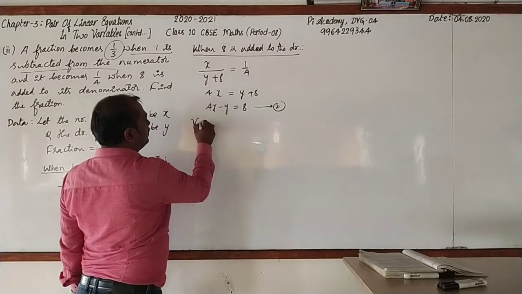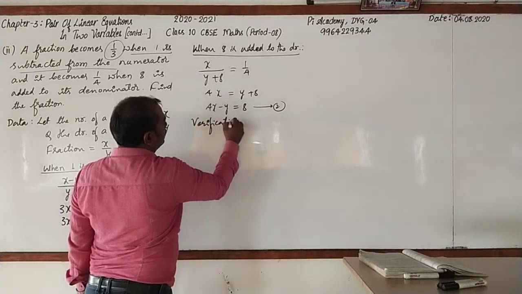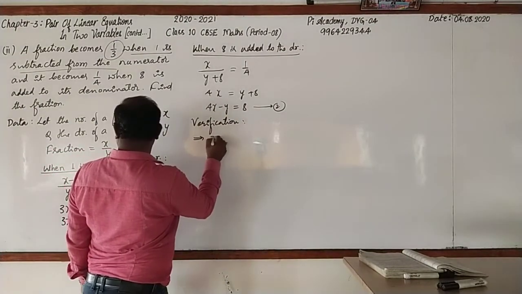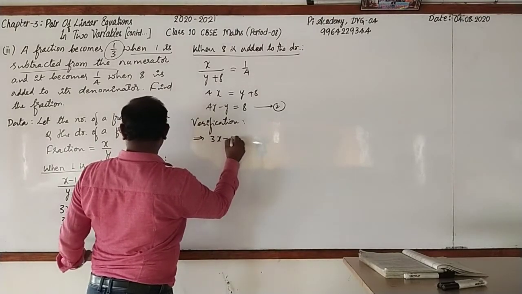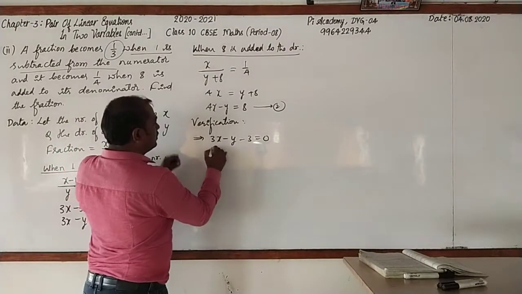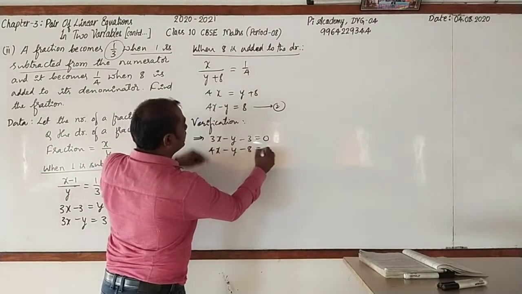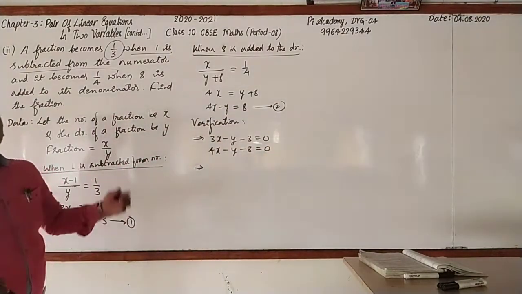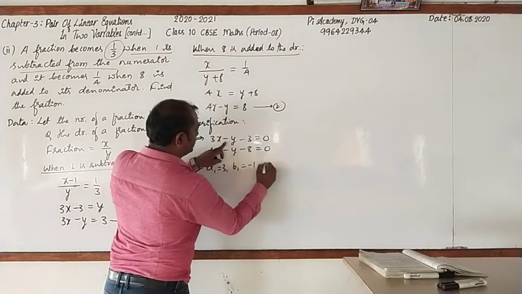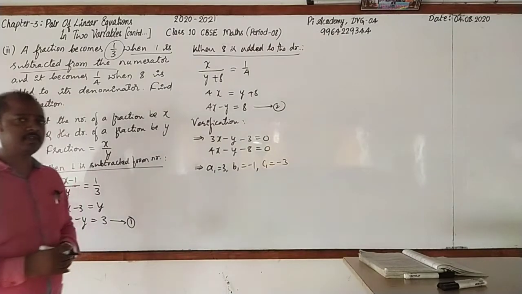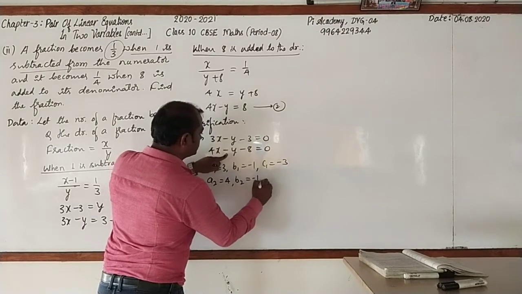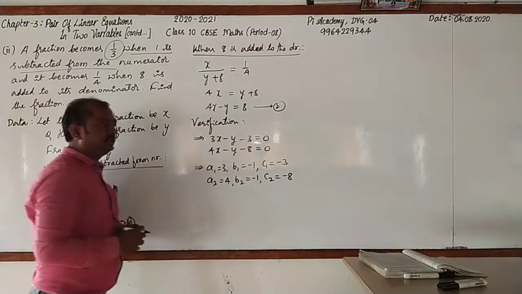Here I'll write verification. Then write the equations in standard form. It is 3x minus y minus 3 equal to 0. Then second equation, 4x minus y minus 8 equal to 0. Then find out all the coefficients. A1 is 3, B1 is minus 1, C1 is minus 3. Then A2 is 4, B2 is minus 1 and C2 is minus 8.